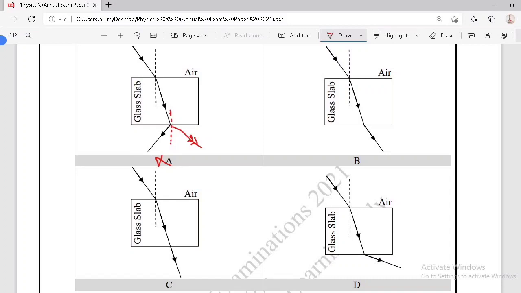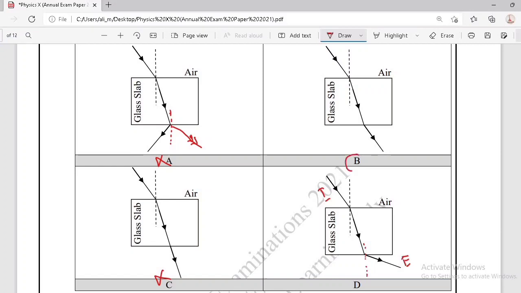Similarly, in option C, the incident ray entering from air to glass is bent towards the normal, while leaving from glass to air, it has traveled in a straight line. That is the incorrect one, because while changing the medium, light always changes its direction of propagation. In option D, the incident ray traveling from air to glass bends towards the normal, while leaving the glass into the air, the light is bent away from the normal. But the problem is that the incident ray and emergent ray are not in the same direction, because this parallel sided glass slab always bends the ray. The emergent ray and the incident ray are always parallel, so option D is the incorrect one.